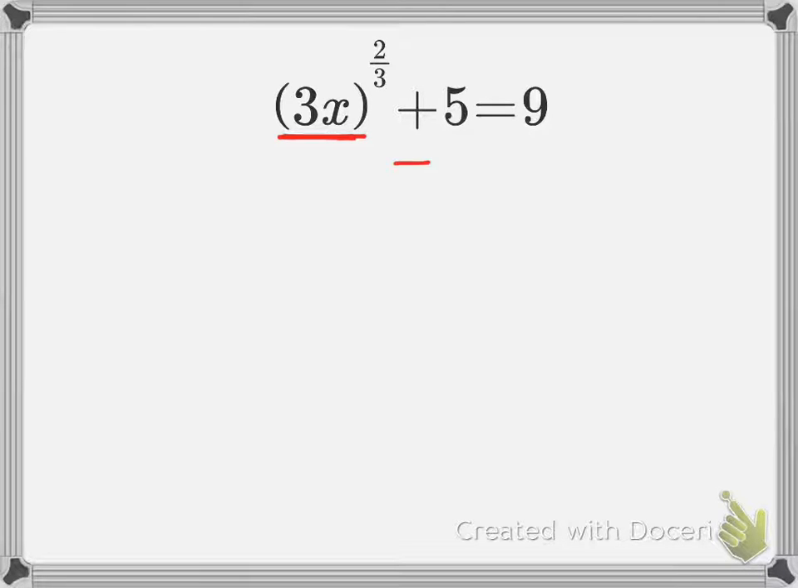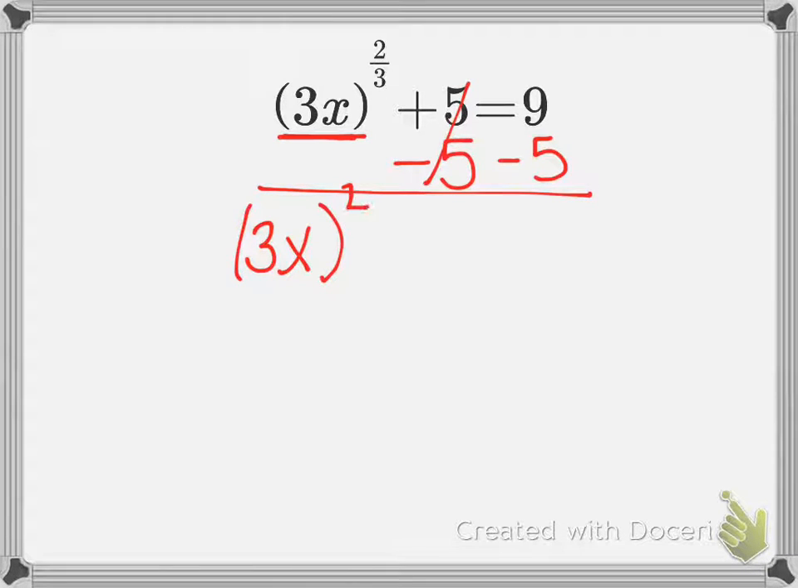So I need to start by just getting that expression by itself. So I'm subtracting over the 5. I still have 3x in parentheses to the 2/3 power. Now this is equal to 4. Okay, so now I can't do anything else. I can't divide by 3 until that power is out of the way. Right now it's really sort of trapping what's in parentheses.